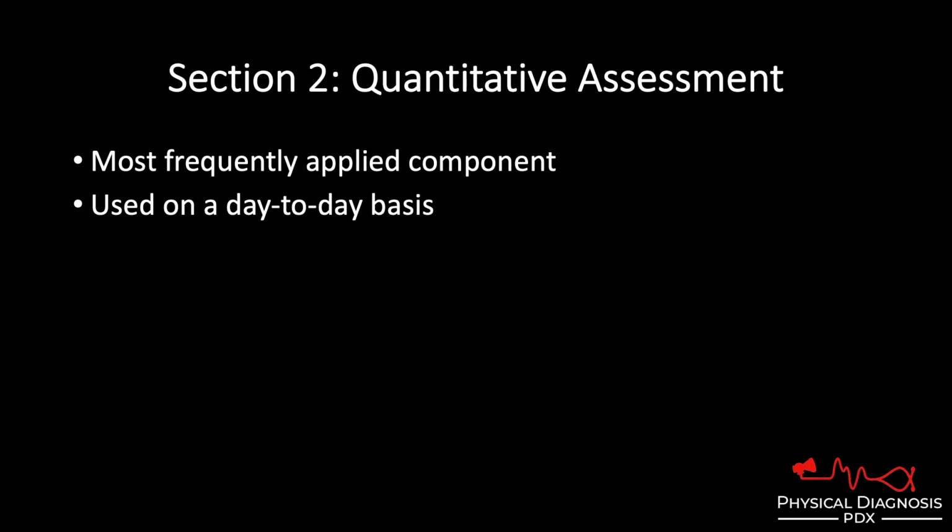Section 2. Quantitative Assessment of the Jugular Venous Pulse. Now that we have established how to identify the jugular venous pulse, we are ready to address the second component of the exam, quantitative assessment. This is also known as jugular venous pressure, or JVP. When clinicians report a JVP of 8 centimeters of water or 16 centimeters of water, they are providing a quantitative assessment. This is the most frequently applied component of the exam, used on a day-to-day basis.